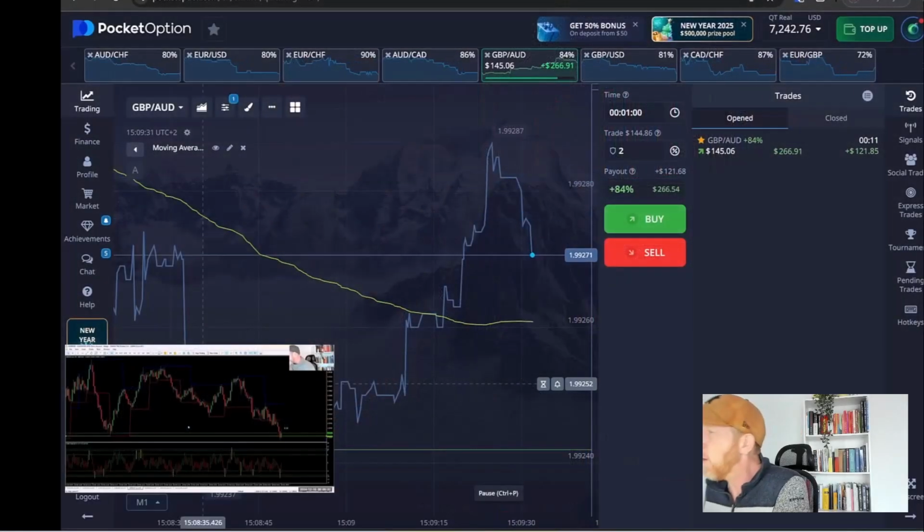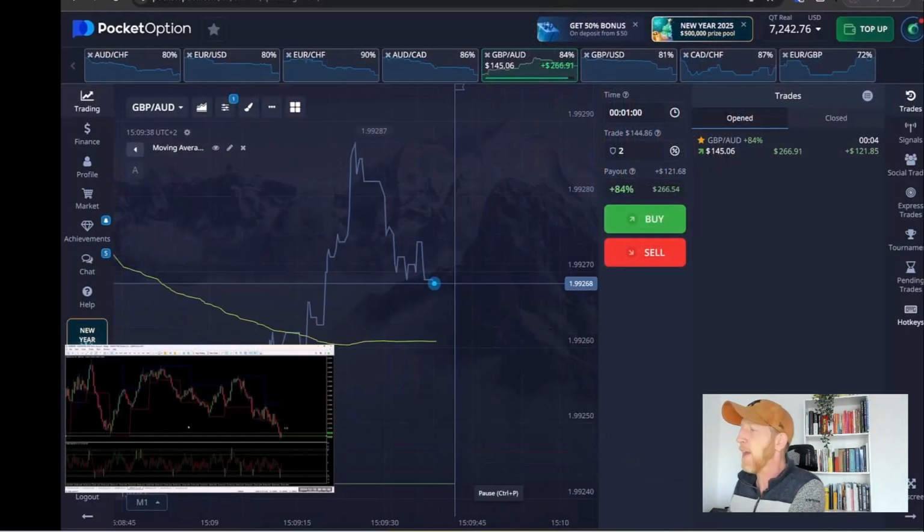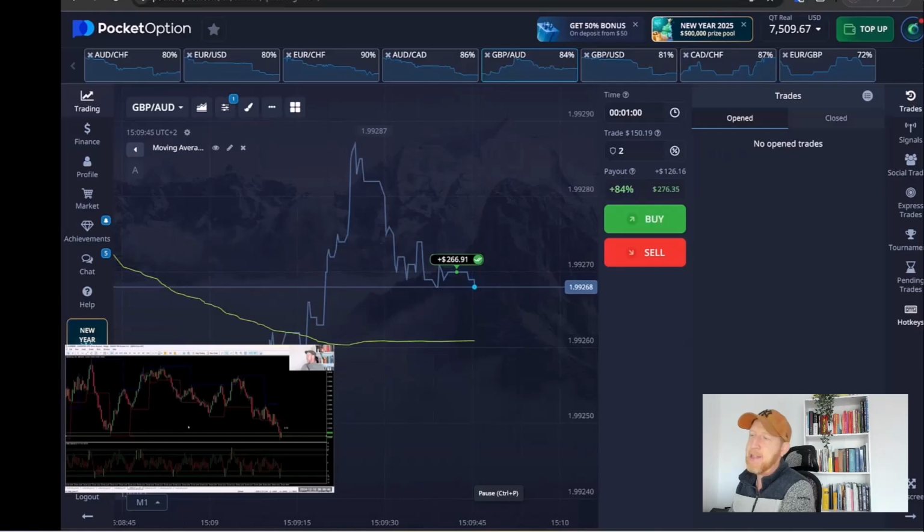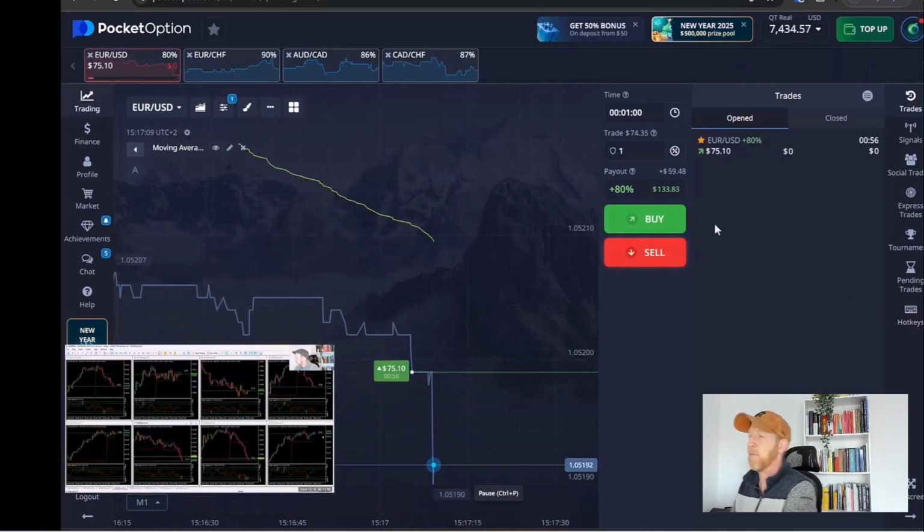Let's watch the rest of these and see what happens. All right, so we're in this pound Aussie still, and that is looking like it's going to give us a win. And that's a really, really great win there. I'm very happy with that.